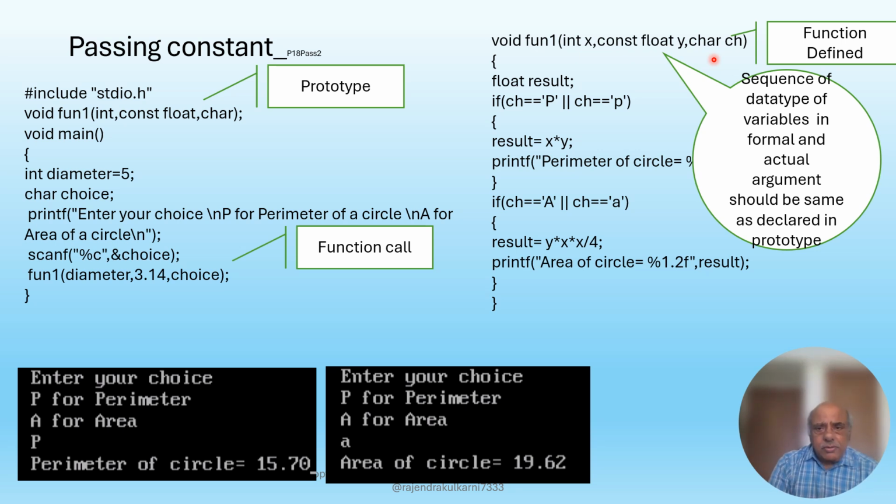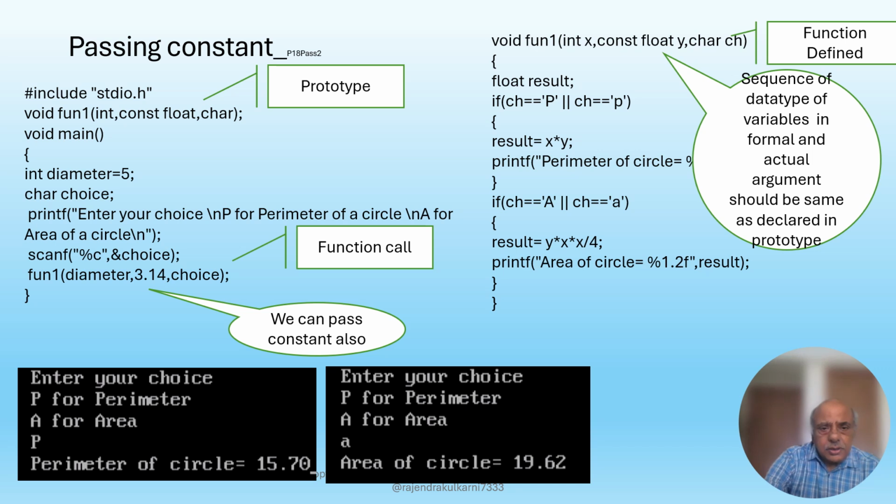What we have maintained here is that the data types of variables in formal and actual arguments should be the same as declared in the prototype. This integrity is a necessity. From this program, what we can know is that not only variables, but we can also pass the constants.